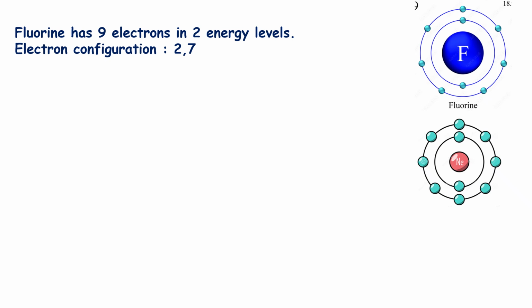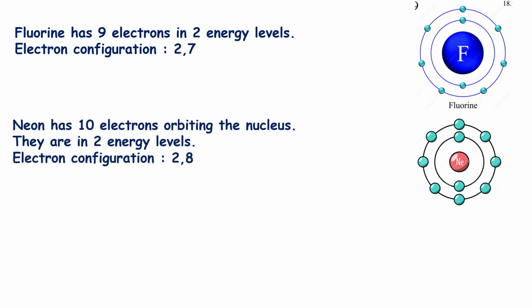This is neon. Neon is a gas. Neon is also in the neon lamp. Neon has 10 electrons. The 10 electrons are in 2 energy levels. The first one has 2. It is complete. And the next 8 electrons are placed in the next energy level. And therefore the electron configuration of neon is 2, 8.